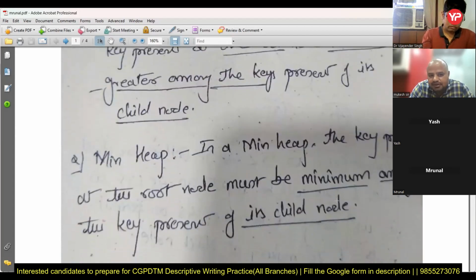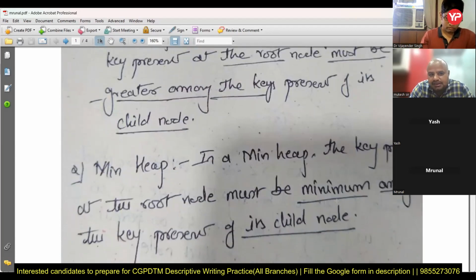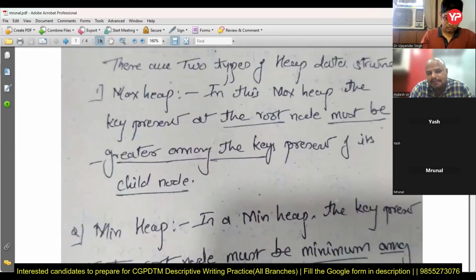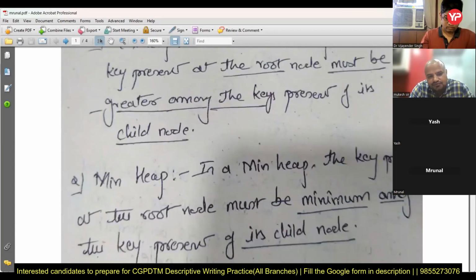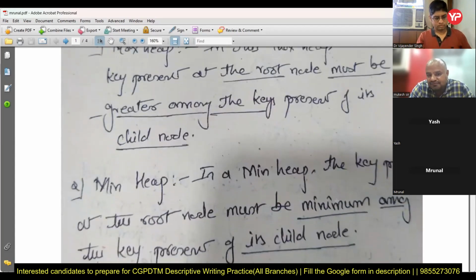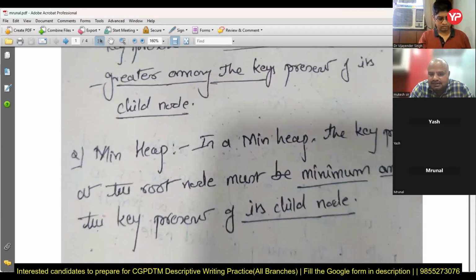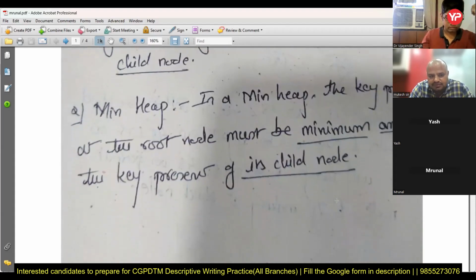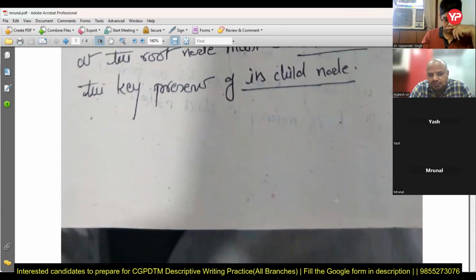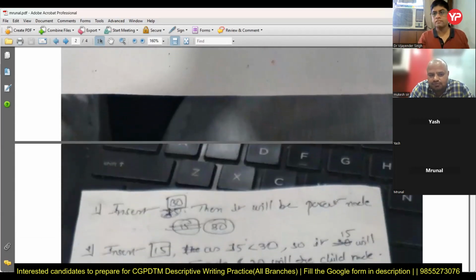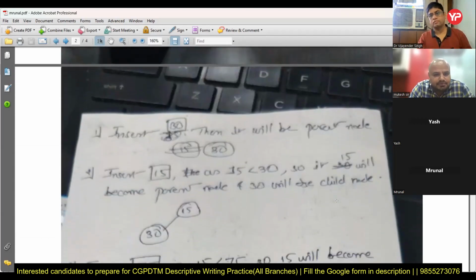In the same way for min heap, you can underline the min heap word. You have to underline the max heap word as well. And you have to write with different pens, different color pens. So again, the definition is the right one, but you have to mention that definition with the formula. Now, here the problems come again.